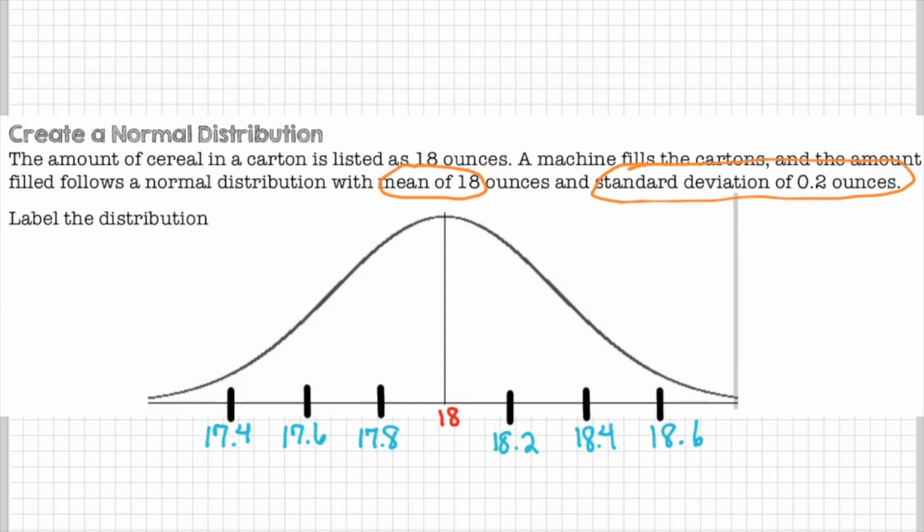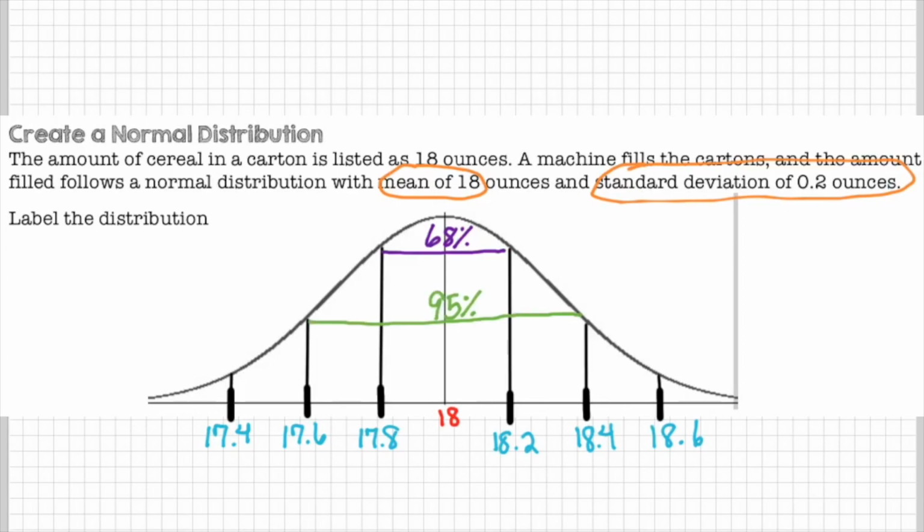Now that you have your normal distribution, we're going to identify the percentages of each area. You want to draw lines going up to the bell curve and connect the top two. That'll be 68% of your data. Then the next two lines will be 95% of the data, because that's two standard deviations away from the mean. And then three standard deviations away from the mean to the left and right will be 99.7%.